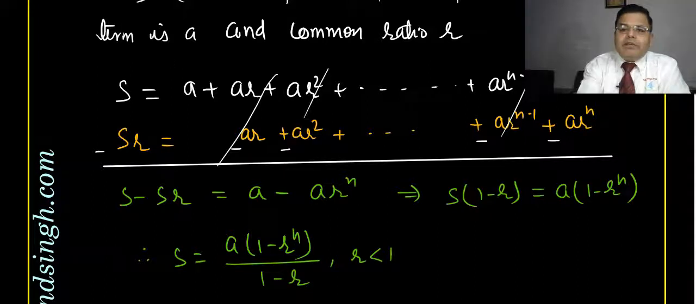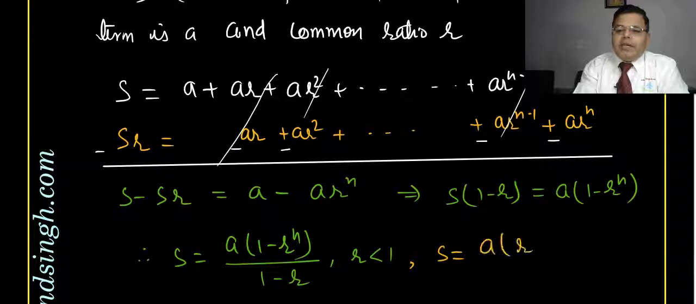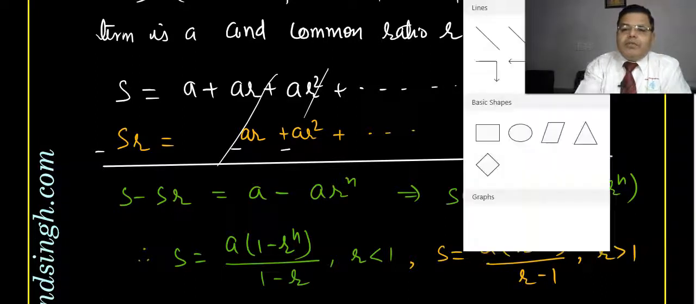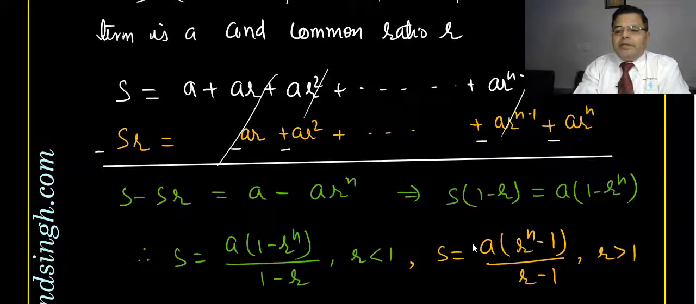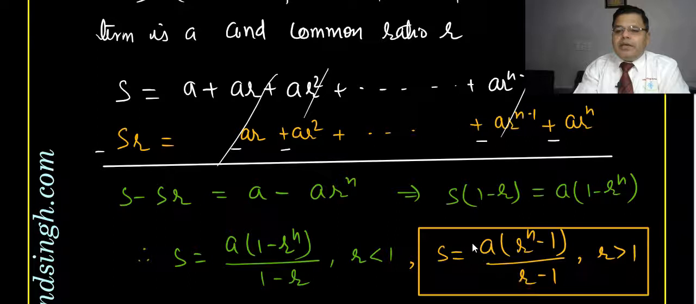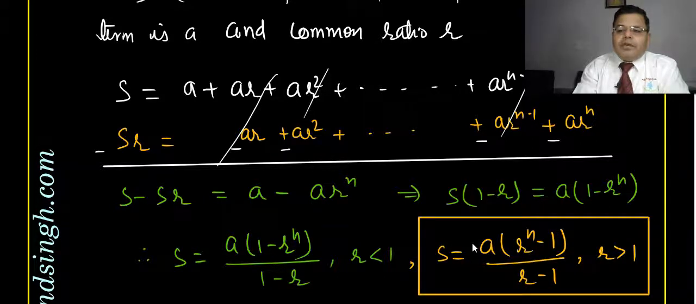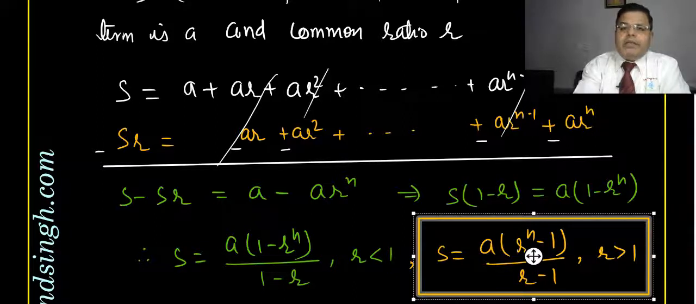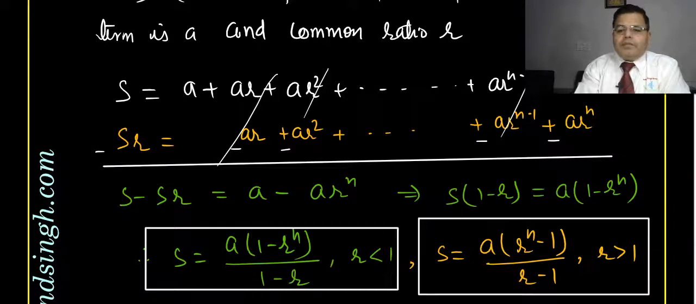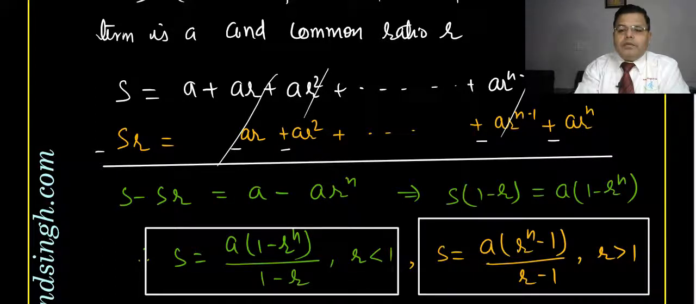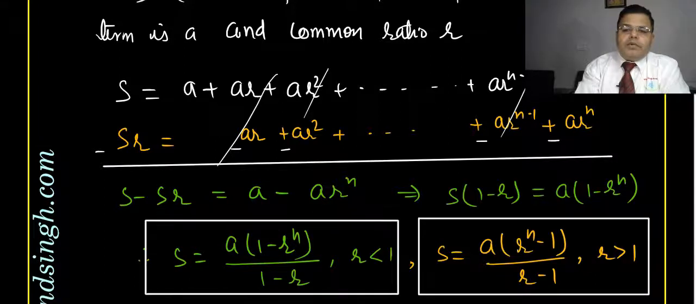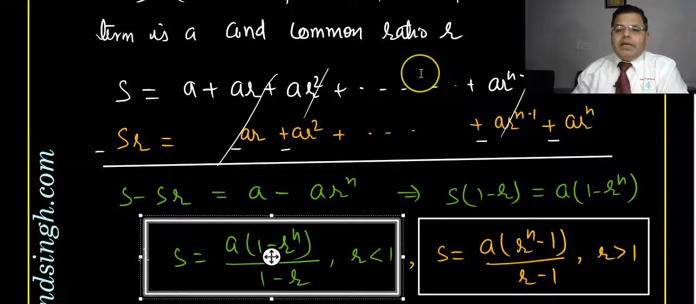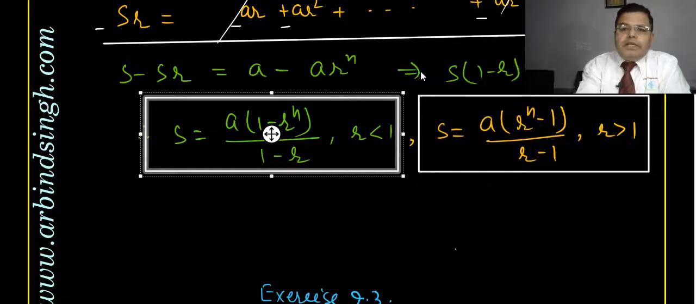And there is another formula that we can learn simultaneously. If you take the negative sign common from numerator and denominator, S is equal to A into R to the power n minus 1 upon R minus 1, when R is greater than 1. So these are two formulas, although they are the same one. If you subtract bigger minus smaller, you will get it, but we can use them separately. If you remember only one of them, there is no problem. I hope you got it. These are the two formulas you must learn, for R less than 1 and R greater than 1.